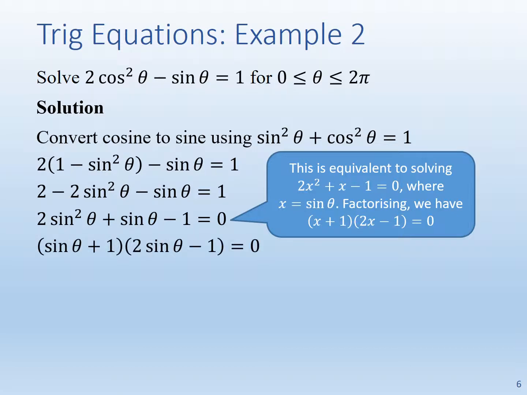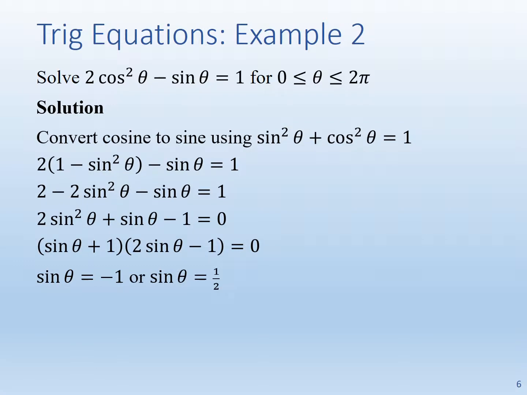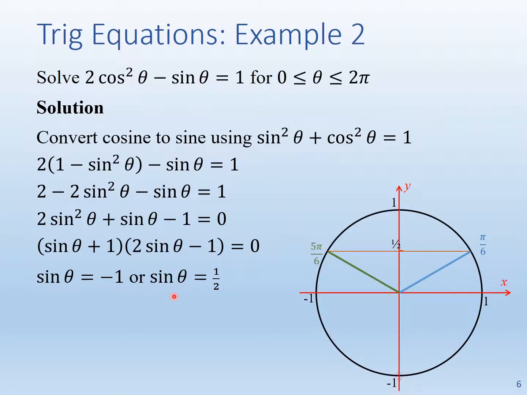So we really have the equation now of sine theta plus 1 times 2 sine theta minus 1 equals 0. We've got factors that multiply to 0, so one or the other factor has to be 0. Sine theta equals negative 1 will make the first factor 0. Sine theta equal a half will make the second factor 0. Now we've already solved that equation sine theta equals a half in a previous example. We had pi on 6 and 5 pi on 6 as our two solutions.